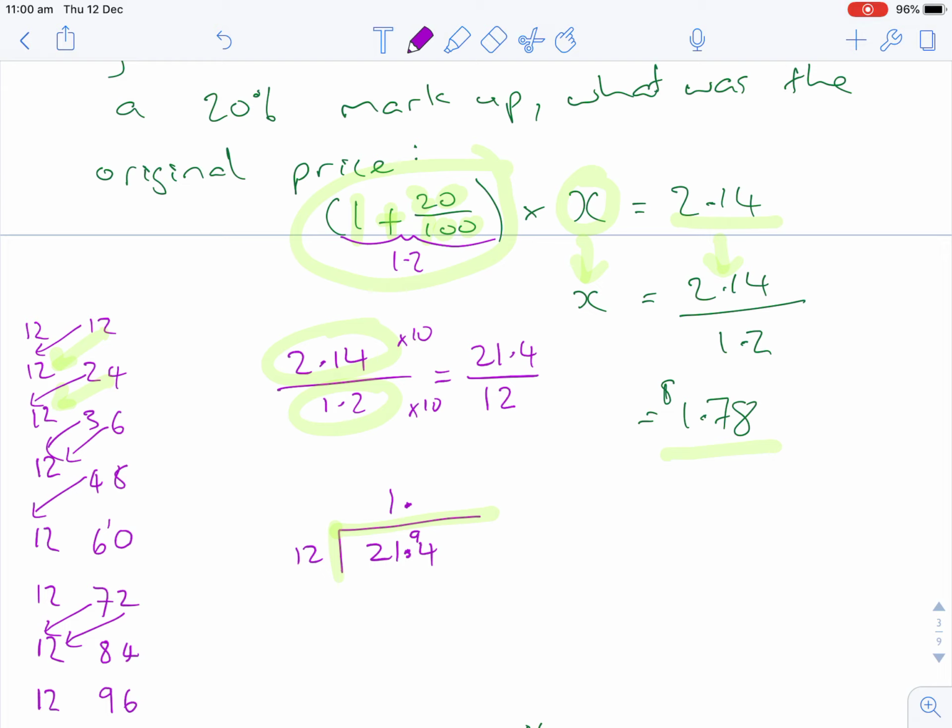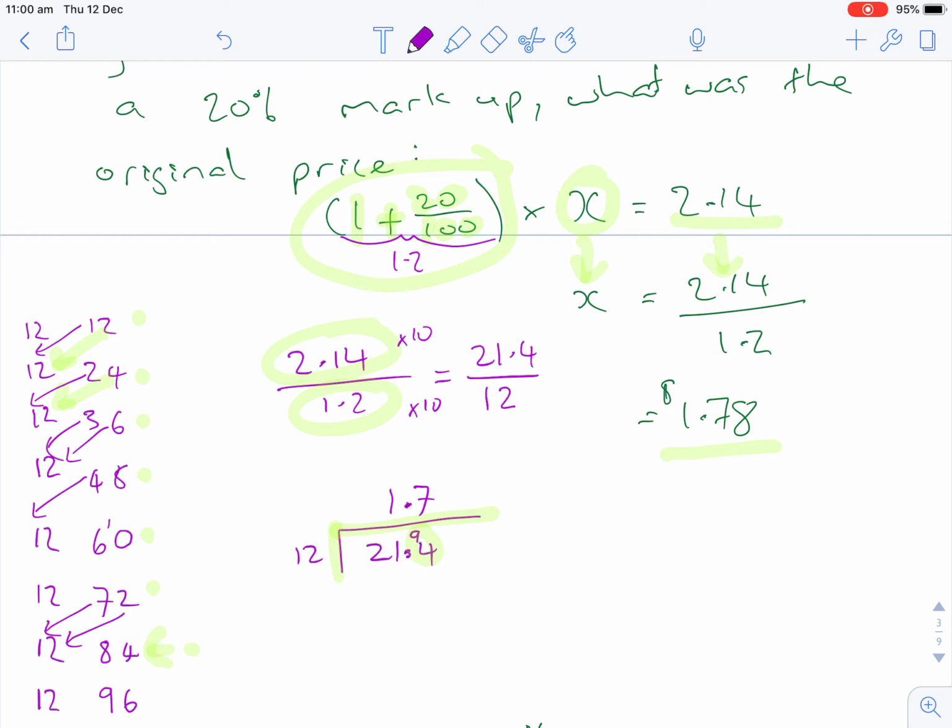So there's my 96. Now I can see I've gone too far, okay, because I was chasing 94. So I can see I'm going to have to stop at the one before. And how many 12s have I got? 1, 2, 3, 4, 5, 6, 7 12s. So I'd record my 7. 7 12s were 84.